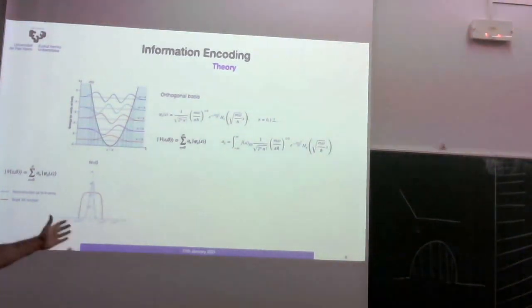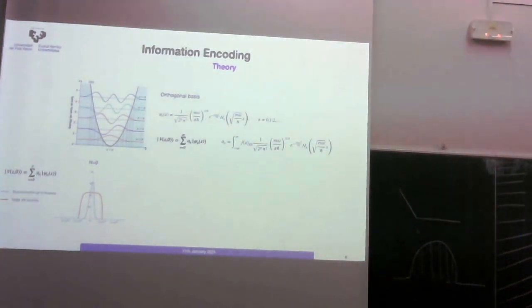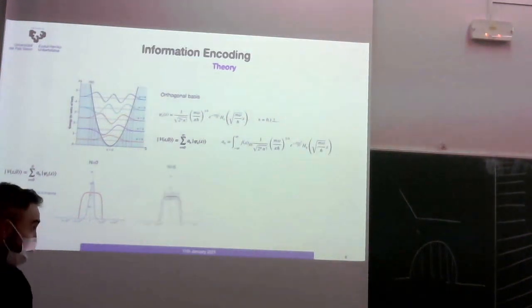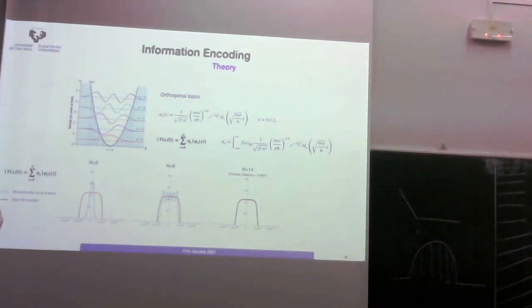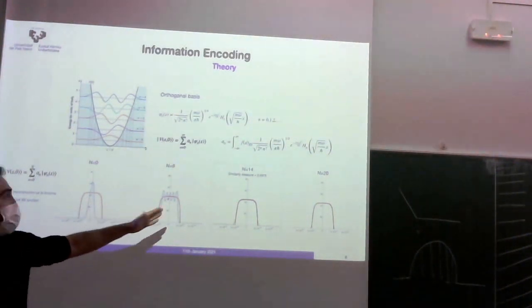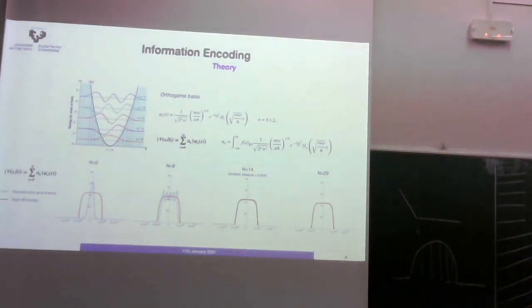So if we use only the first harmonic, the first Fock state, this will be the approximation that we will have. And as we increase the number of terms, we achieve a more accurate loading of the initial condition. So by using 14 harmonic terms, we have a similarity measure of 0.9975. So this is going to be the choice for loading the information into the electrode. So we are going to use the first 15 Fock states, from 0 to 14, to load the information.